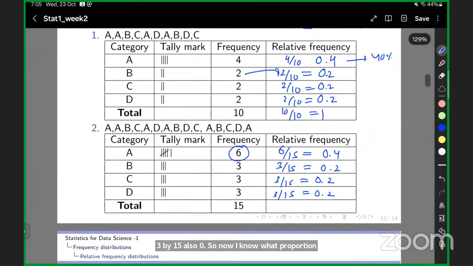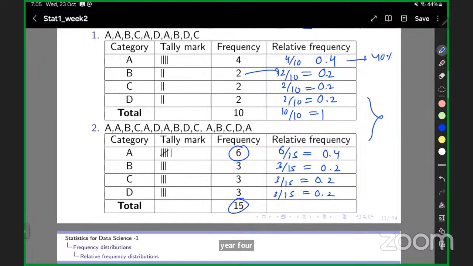Another great thing about relative frequencies: you can see both data sets are very different. Here we have a total of 15, and the frequencies are also different, like here 4 and here 6. But still we got the same relative frequencies and the same proportion. So we can say that both data sets are representing the same thing, just playing with numbers. Here we had only 10, but here we have 15, right?